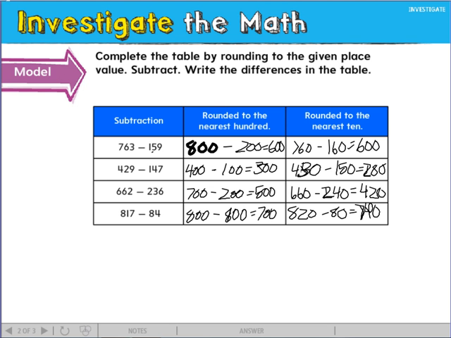All right. So there you go. You can see that by coming up with their estimate in 2 different ways, rounding to the nearest 100, rounding to the nearest 10, sometimes they stay the same, but they don't always stay the same. The first one we have 600 for both of our answers, but then they change a little bit. 300, 280, 500, 420, 700, 740. So we need to make sure that when they tell us what place value to round to, that we round to that place value before we solve. Okay? All right, we're moving on.